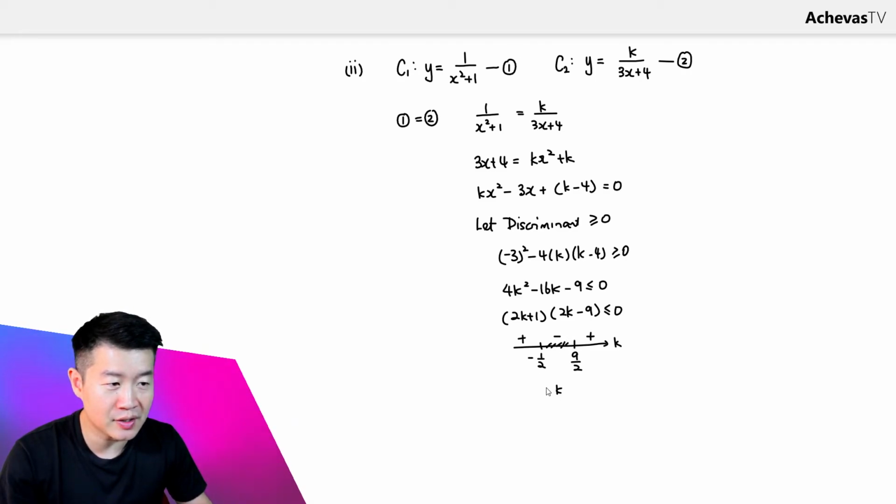So I know k is going to be bigger or equal to minus half, and less than or equal to 9 over 2. So the set of values of k will be k belonging to the real numbers such that k is bigger or equal to minus half, less than or equal to 9 over 2.